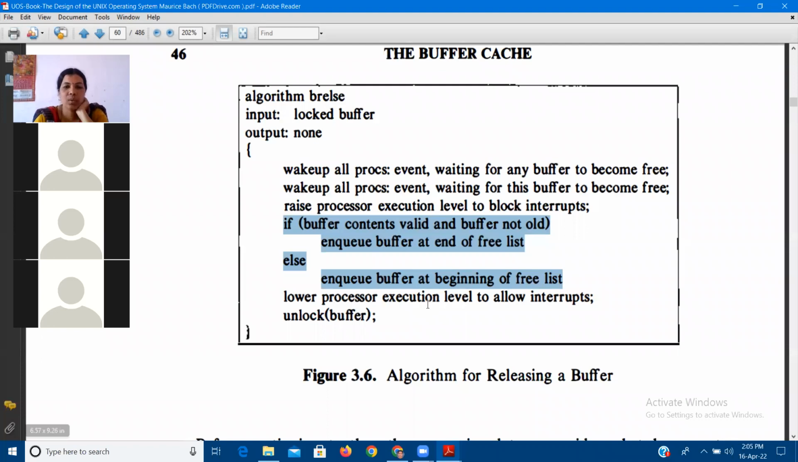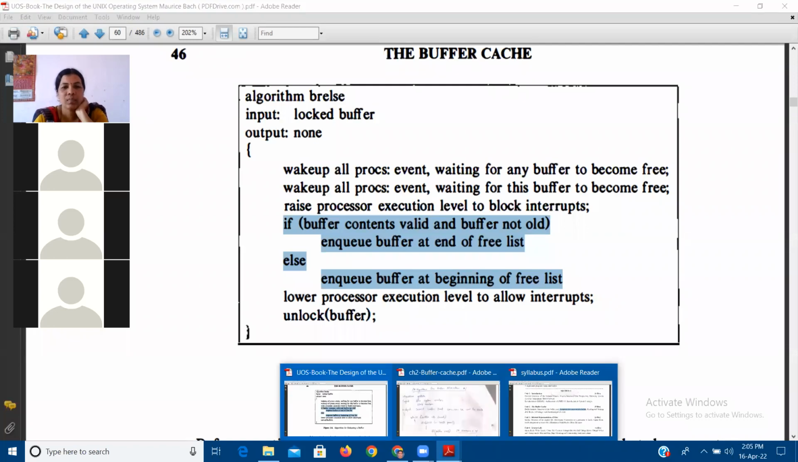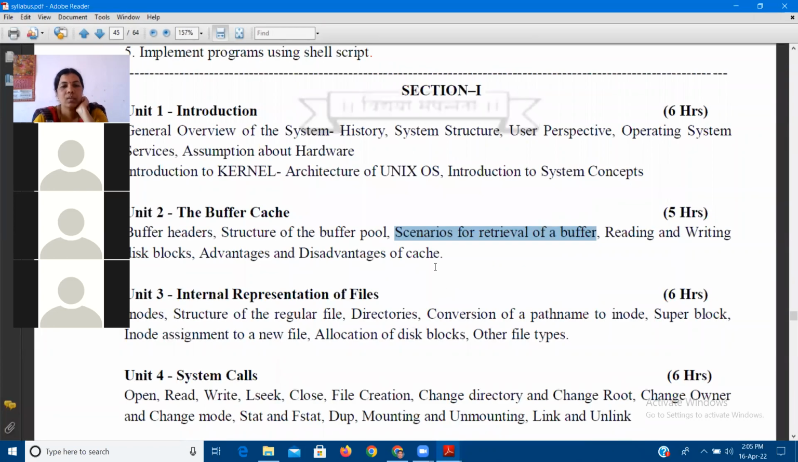Okay, so we'll proceed to the next point from the syllabus. So in the syllabus, we have discussed 3 points now. First one is the buffer header. Then we discussed the structure of buffer pool. And for the last 2 to 3 lectures, we discussed the third point, that is scenarios for retrieval of a buffer. Now we'll proceed further to the fourth point, that is reading and writing disk blocks.